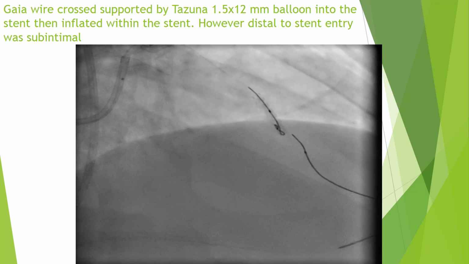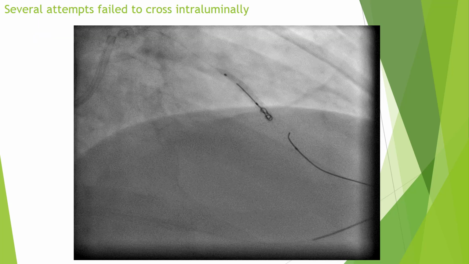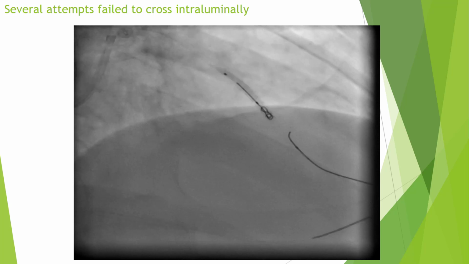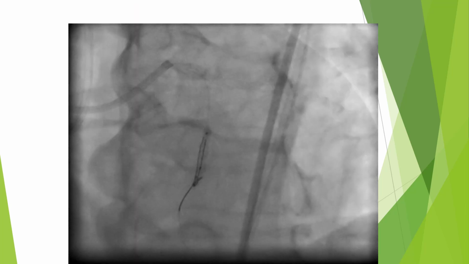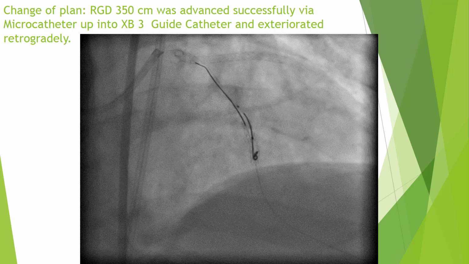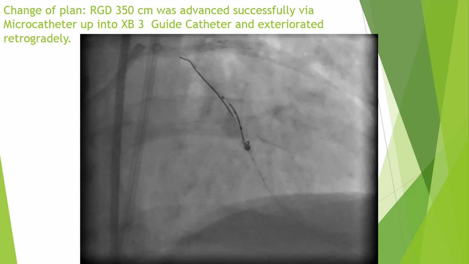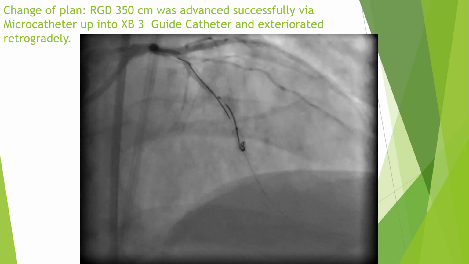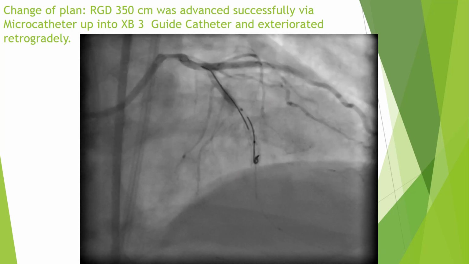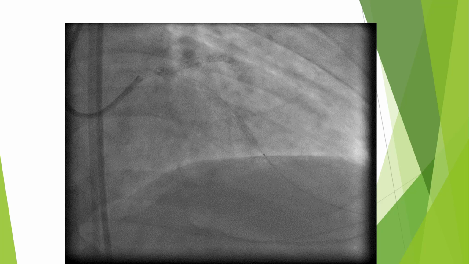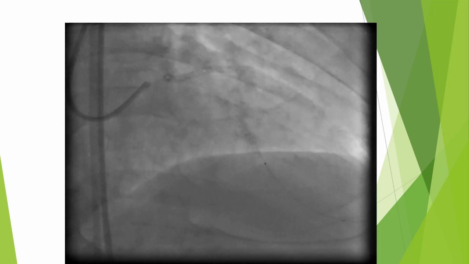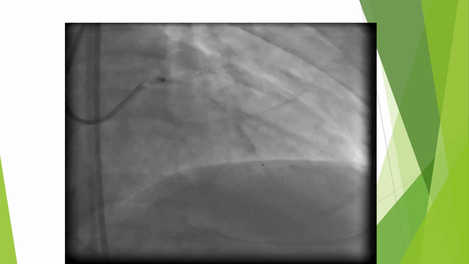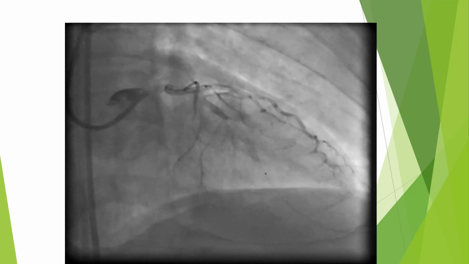Several attempts. And eventually, I came with RG3, and RG3 made its path through the guiding and exteriorized. And then I came back with a balloon. Now at this level here, right after this, I started ballooning. The patient developed ST elevation and hypotension.